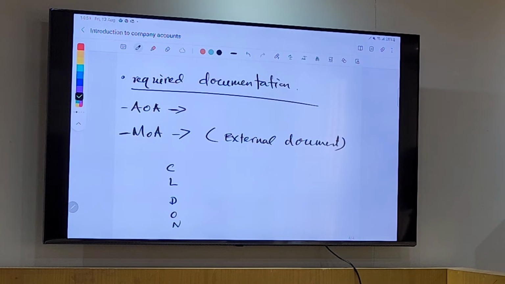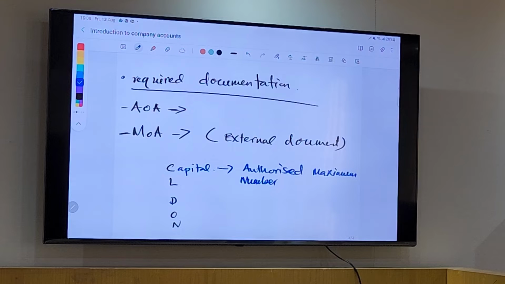The first one is capital. How much is the authorized capital? The maximum amount of share capital that the company can form has to be stated here. Example, if I say my authorized capital is 2 million, when I am issuing shares, I can issue 500,000 shares, no problem. I can issue 1 million, or 1.5, no problem, but I can't issue 2.1 million. That maximum should be mentioned in the Memorandum of Association. So it will talk about the authorized maximum number of shares. So that's the first one.